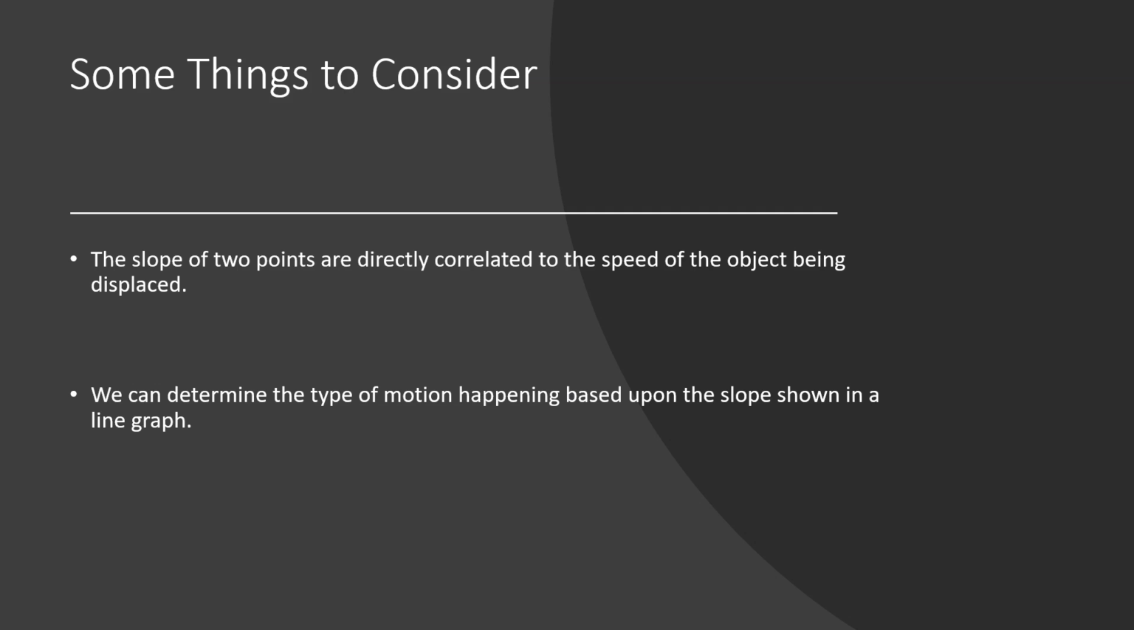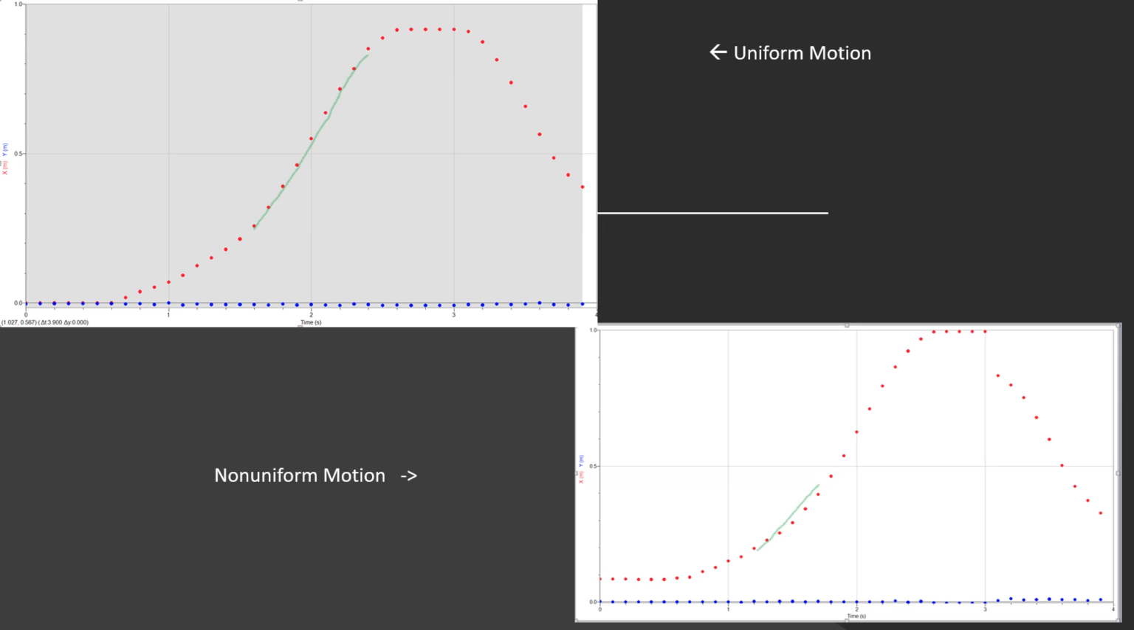So here's some things to consider. The slope of 2 points is directly correlated to the speed of the object being displaced. And since with that, we can determine the type of motion happening based upon the slope shown in a line graph. So we're going to take a quick look at the refined graphs.